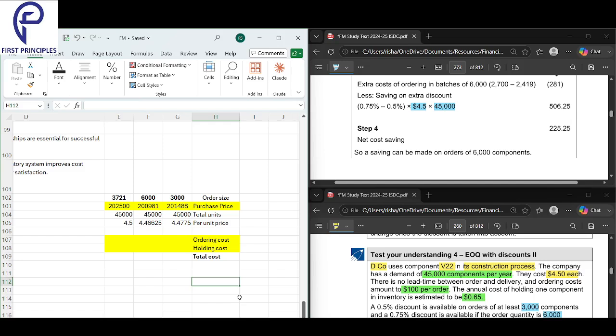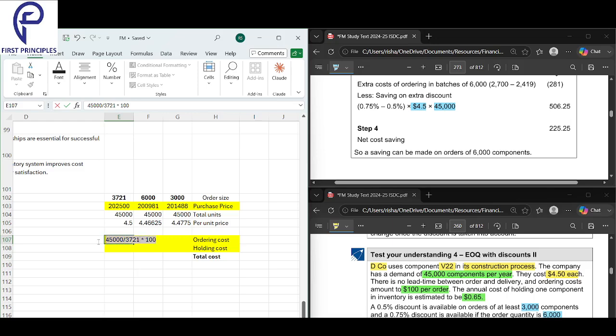Now we'll go for the ordering cost. Okay, what is the total ordering cost? So imagine 45,000 I need annually. Each time I'm placing an order of 3721. So how many orders did I place? That into the ordering cost 100.